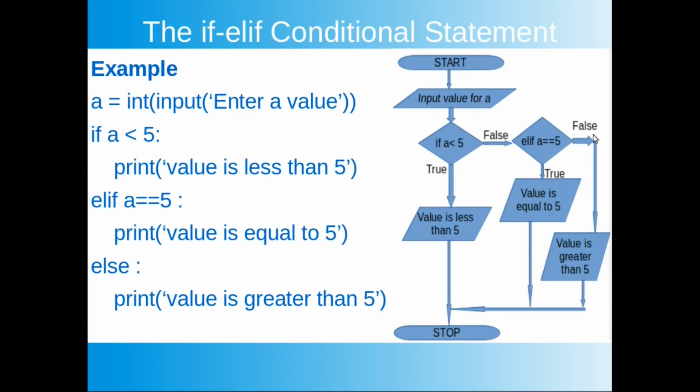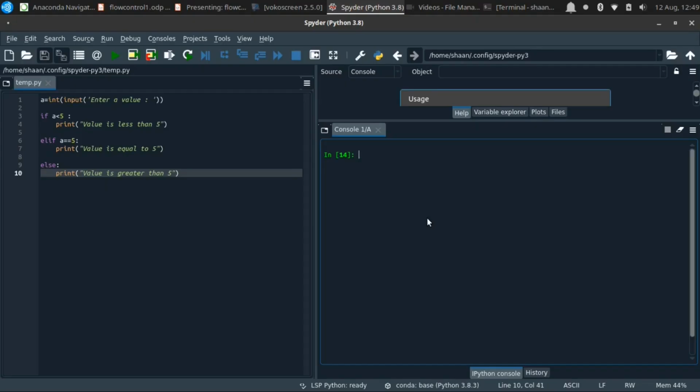Otherwise, the statement inside the else block will be printed, and then your program will stop. So let us see this example once again in Spyder. Here I have already written the code. Now let's run the program and enter a value for A. Suppose I have entered the value 12.